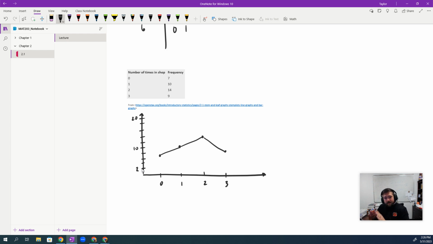Don't do that, right? But for this, we do, because we're trying to say, okay, as we go through, what's the pattern, right? So you think about the number of times in the shop. Well, as we go up to 2, it gets more and more frequent, and then there's a drop off, right? And you can see, hey, what's the most frequent amount? What's the highest part? Well, 2 times a year seems to be the most frequent.